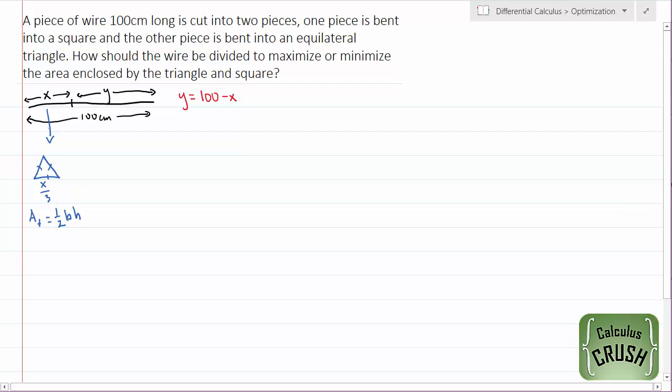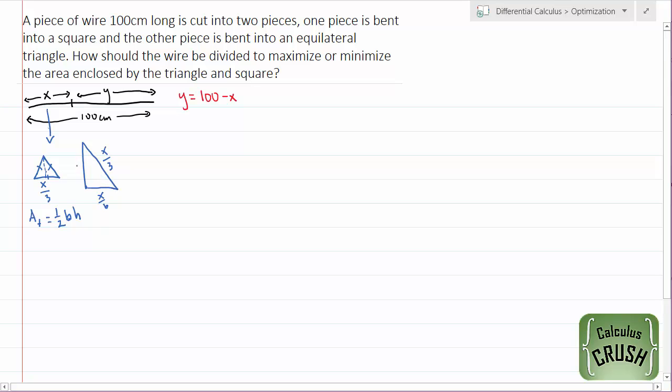That's just the formula for the area of a triangle. So we need to figure out the base. Well, that's easy. The base is just X over 3. And the height. The height is a little more complicated. We're going to have to use Pythagoras' Theorem to figure out the height. So I'll just draw half of the triangle, a little bit bigger here. So we know this side is X over 3, and this is only half of one side, so this is X over 6.